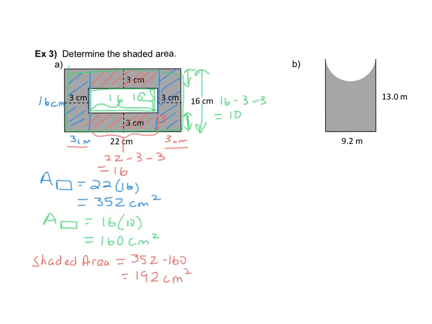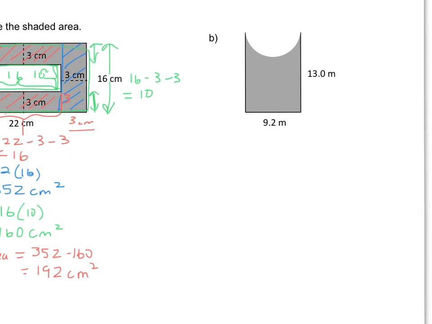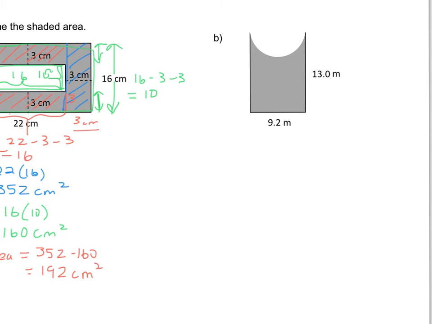All right, looking at part B here, it's a little trickier in terms of breaking into shapes that are familiar. This one, I think you have to be able to look at it as a whole rectangle and then subtract the half circle that goes with this. So the area of my rectangle here is length times width, or 9.2 times the 13, and when I put that into the calculator, I get 119.6 square meters.